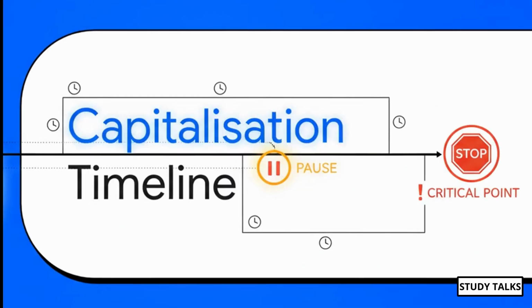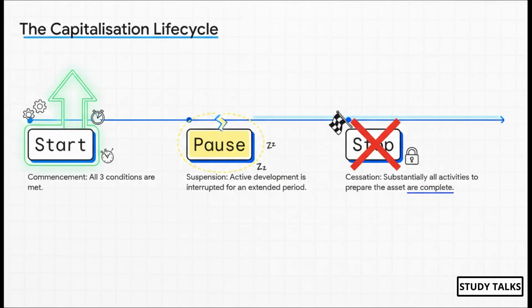Okay, knowing how much to capitalize is half the battle. The other half is knowing when. When do you start the clock? When might you need to hit pause? And when do you stop it for good? Let's look at the timeline. The whole life cycle is pretty simple. You have commencement, which is the start. You might have a period of suspension, which is a pause. And then you have cessation, which is the end. Let's break down each one.